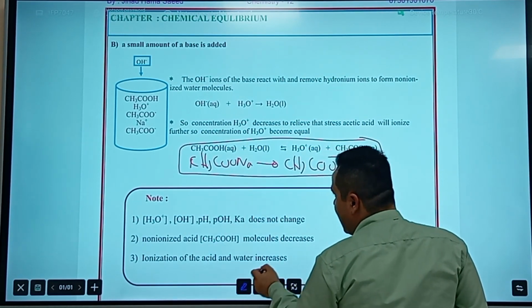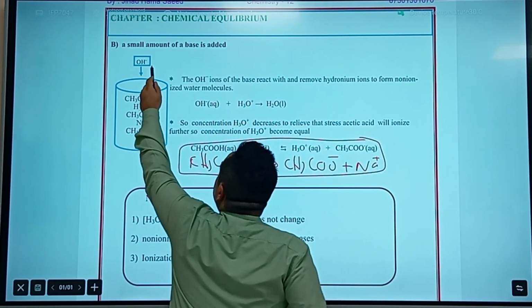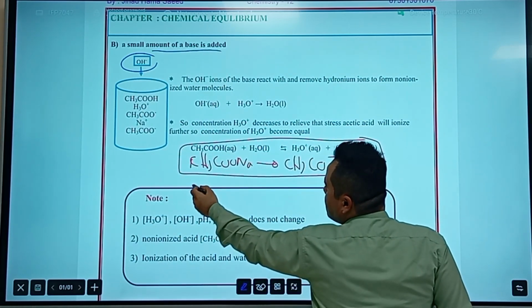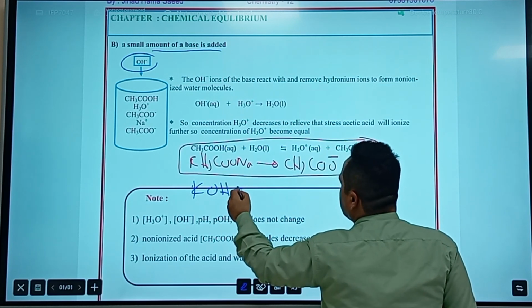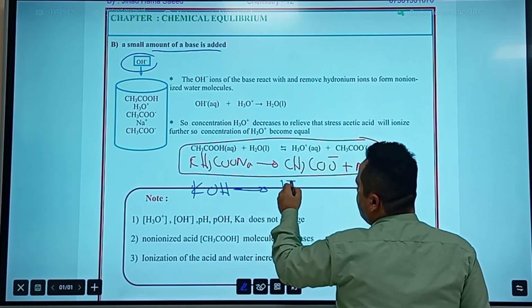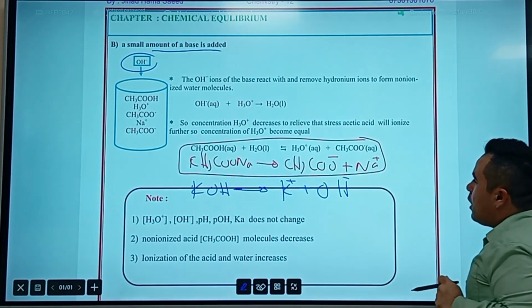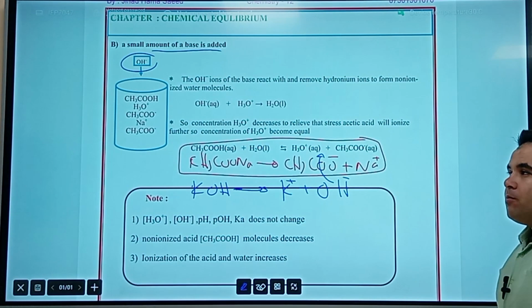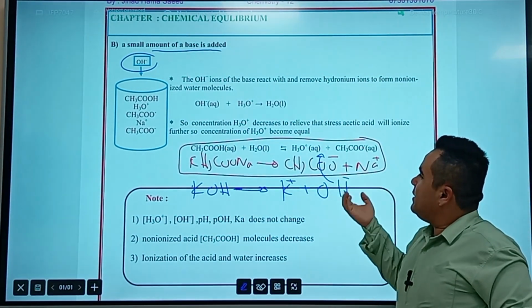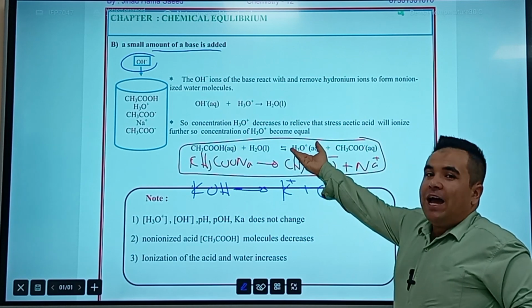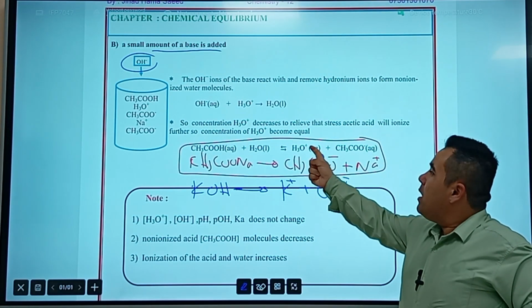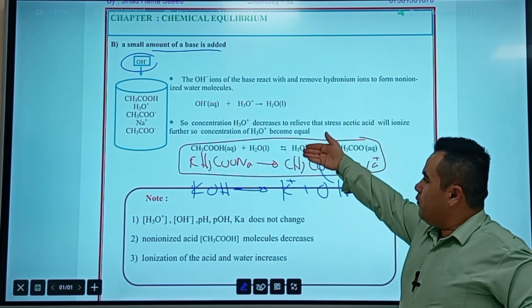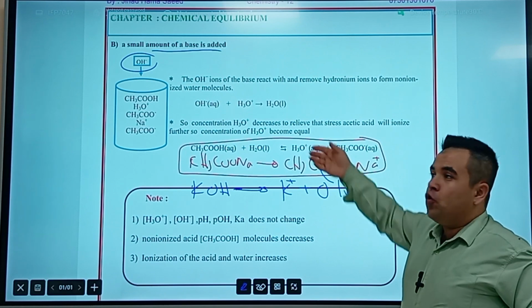And then what will be added? A base. By base, we mean a small amount of base is added, meaning hydroxide, for example KOH, which dissociates to form K plus and hydroxide. What will happen when we add hydroxide to the above solution? Guys, the added hydroxide reacts with hydronium and reduces the amount of hydronium at the beginning of the addition of the OH.